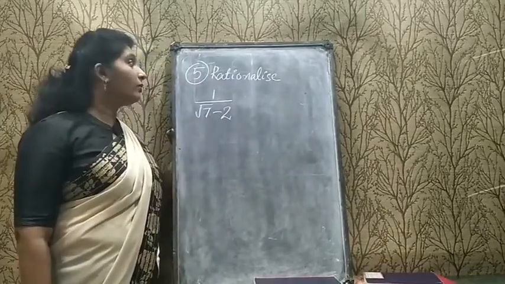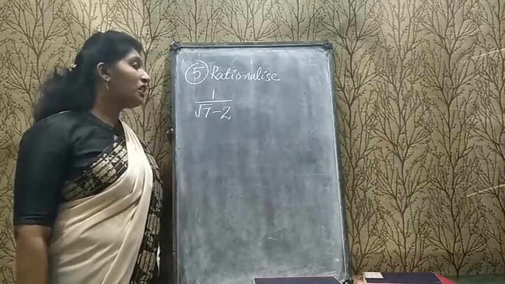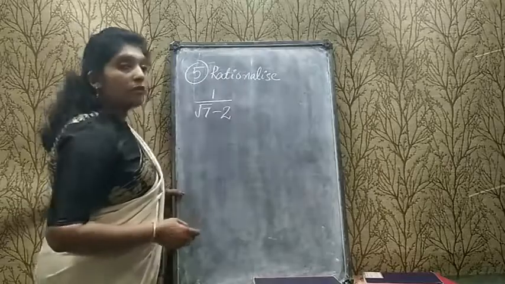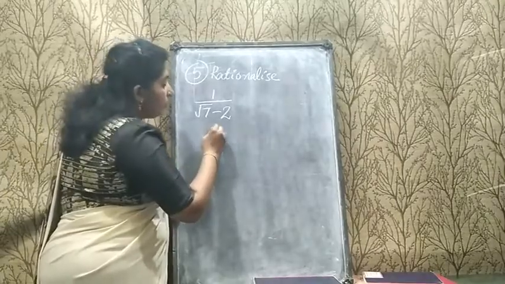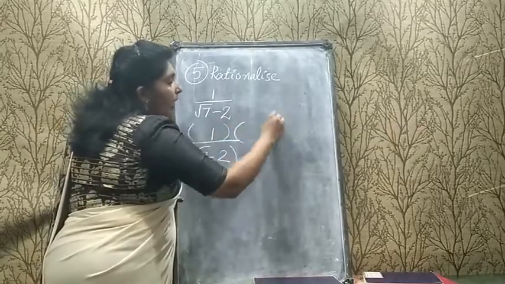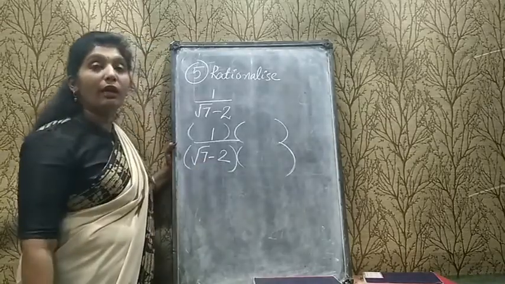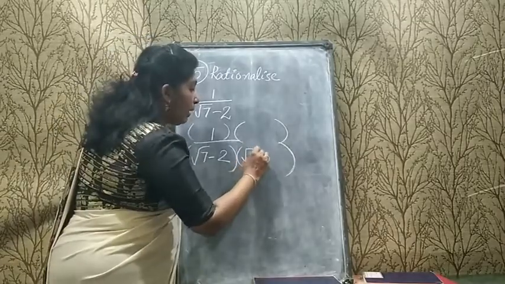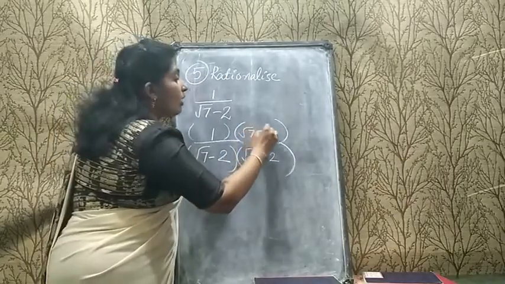Students, I am going to explain the fifth question of exercise 1.5. Rationalize 1 by root 7 minus 2. Yes, first of all, for rationalizing the denominator, what you have to do? First I am writing the question as it is. Now, I will multiply both the numerator and denominator with the conjugate of the denominator. So, here root 7 minus 2 is there, so I will multiply with root 7 plus 2. Here also root 7 plus 2.